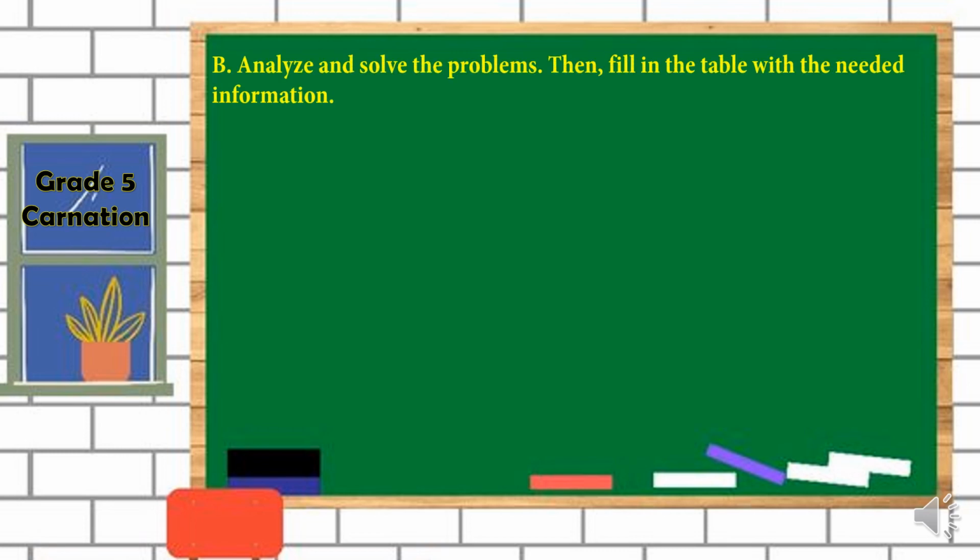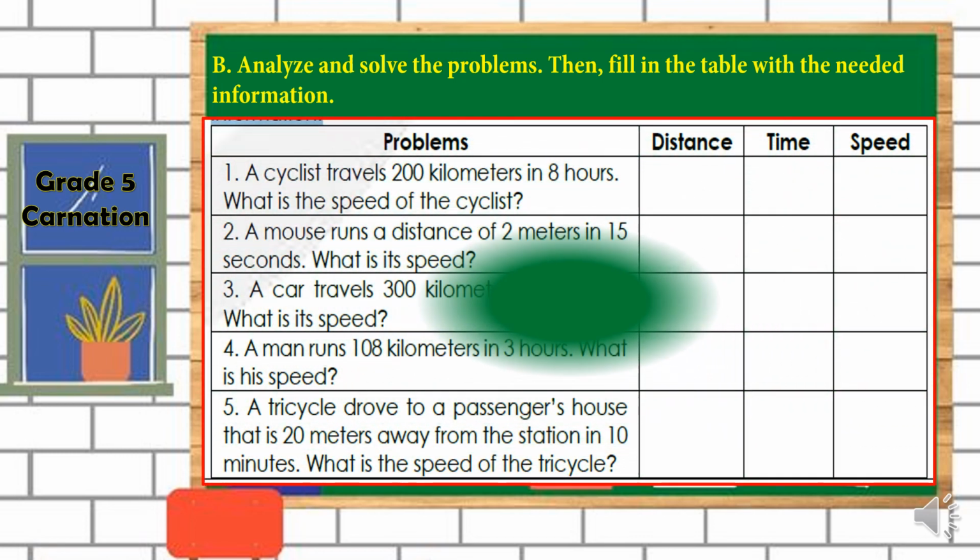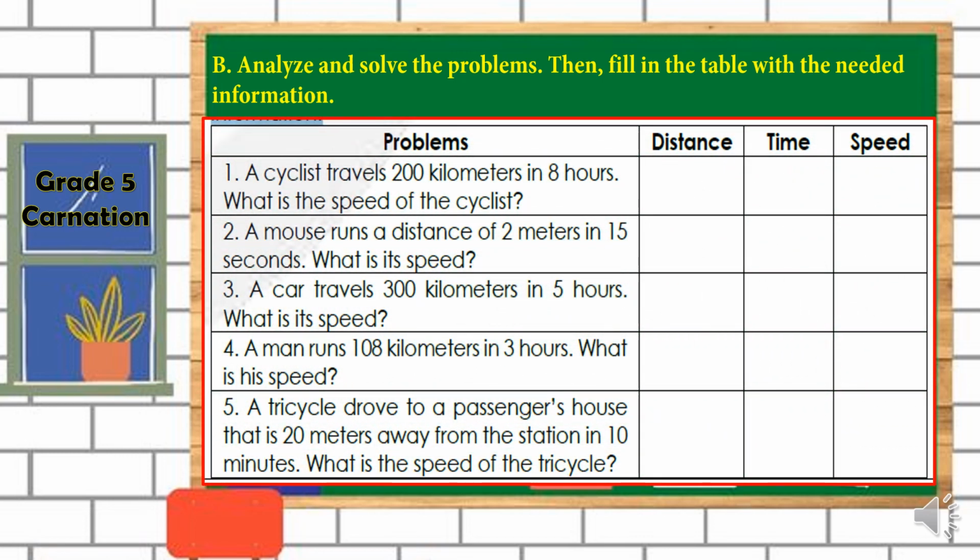For letter B, analyze and solve the problems. Then fill in the table with the needed information. So here is the table. So we have for the first one, the first column we have the problems. The second column we have distance. And the third column we have time. And the last column is the speed.